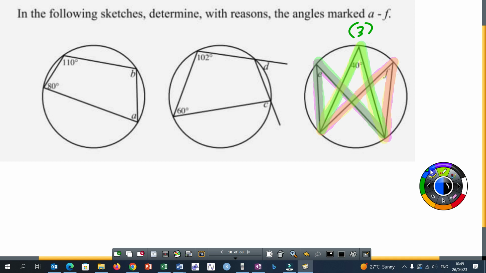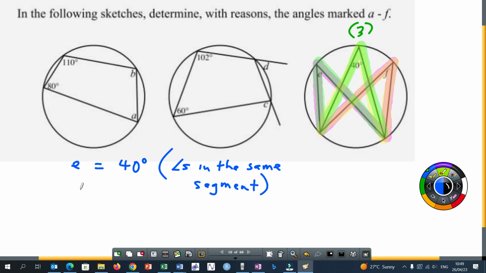So I'm going to start by saying angle E is equal to 40 degrees. Angle E is equal to 40. My reason here will be angles in the same segment. Then angle F. Now, I can say angle F is equal to angle E. They are both equal to 40. The reason: angles in the same segment.